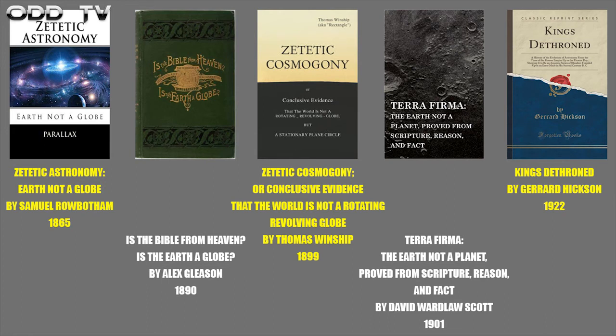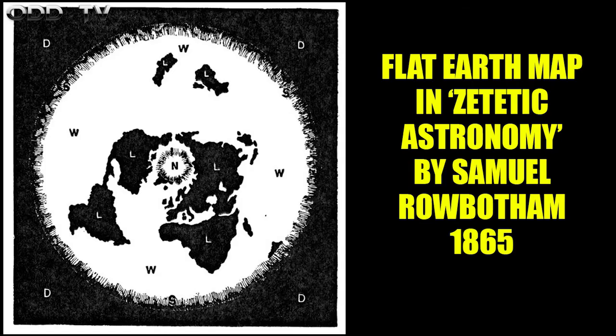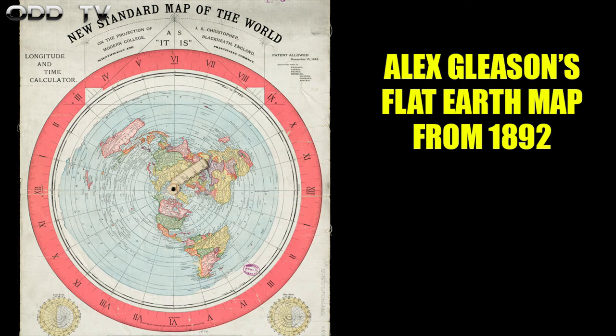We have Zetetic Astronomy from 1865, Is the Bible from Heaven? Is the Earth a Globe? from 1890, and that one was written by the guy who made the now famous Gleason's map, which is a flat Earth map. We have Zetetic Cosmogony from 1899, Terra Firma, Earth Not a Planet from 1901, and so on. If you go to the website archive.org, you can find all of these and many more to download for free. Here's a flat Earth map in Samuel Rowbotham's book Zetetic Astronomy. Here's Alexander Gleason's flat Earth map, one of the most popular to this day.